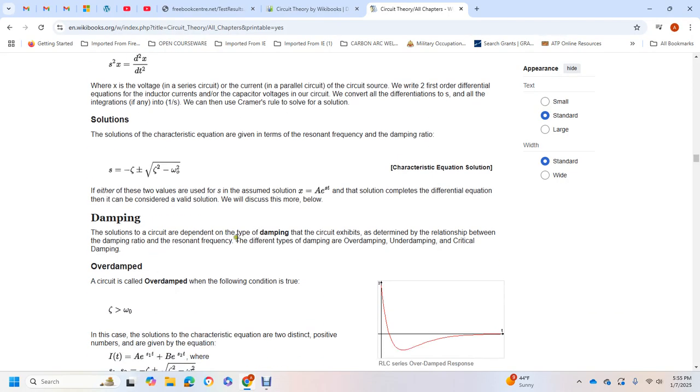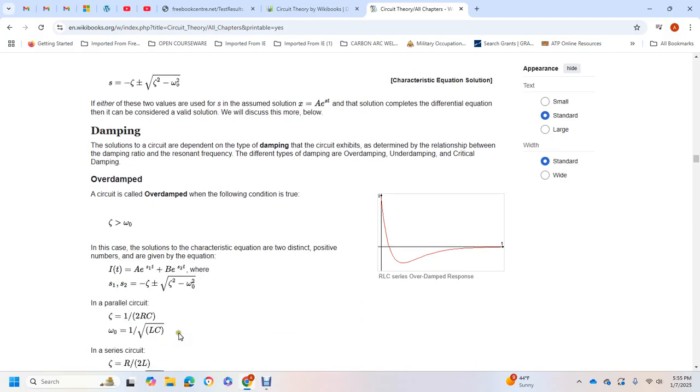Damping of the solution of the circuit: depending on the type of damping, the circuit is able to determine the relationship between the damping ratio and the resonant frequency. The different types of damping are overdamping, underdamping, and critical damping. A circuit is overdamped when the following condition is true: alpha is greater than omega naught, and the solution of the characteristic equation has two distinct negative real roots given in the equation. The solution is the sum of the two values of the assumed solution.